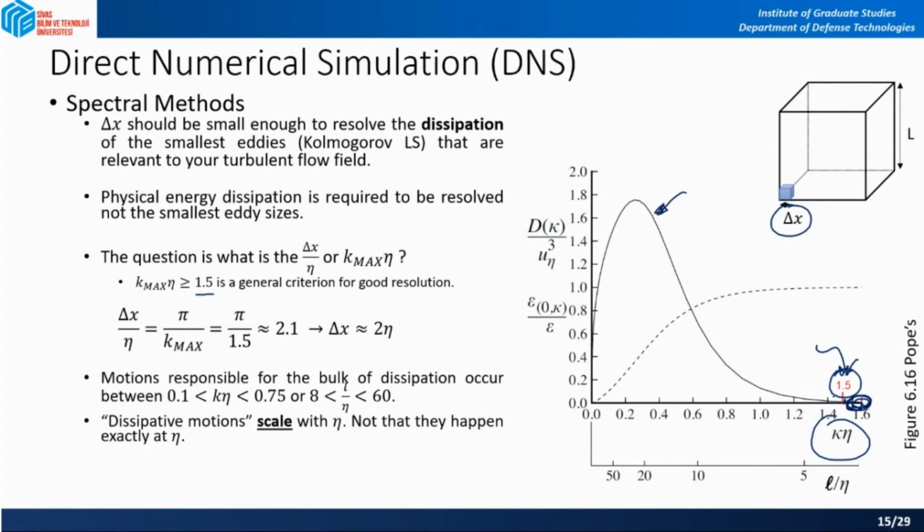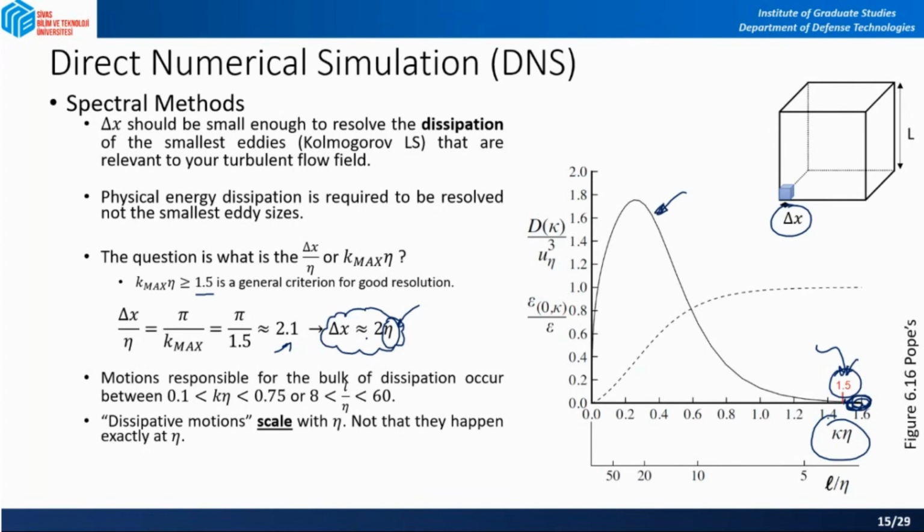So I will write that delta x over eta, which is pi over k max, will be equal to pi over 1.5, which is approximately equal to 2.1. So your delta x is approximately equal to 2 times your eta. Eta is the dissipation length scale, the Kolmogorov length scale. Of course, you can have delta x even smaller than eta. You can have a delta x smaller than eta, but this will be what we call an overkill.